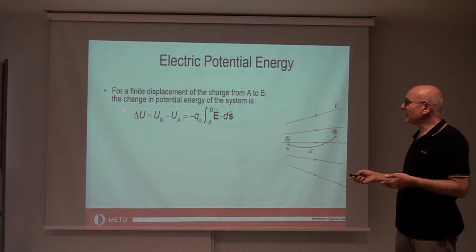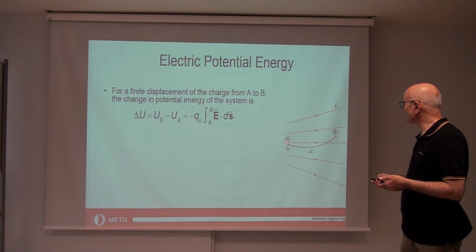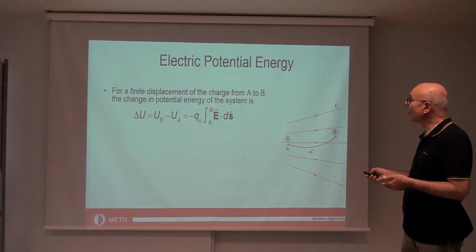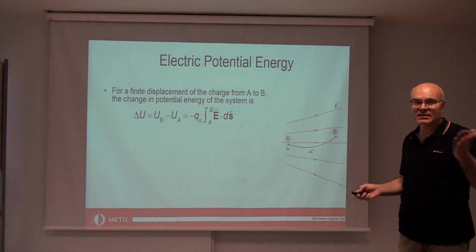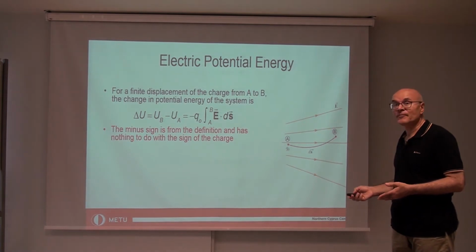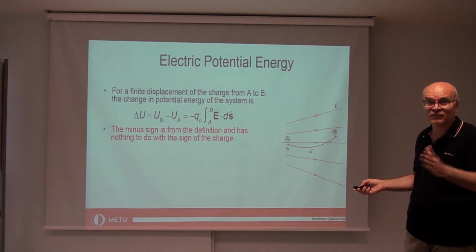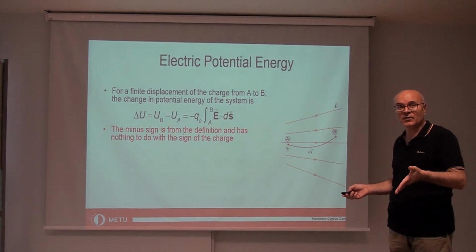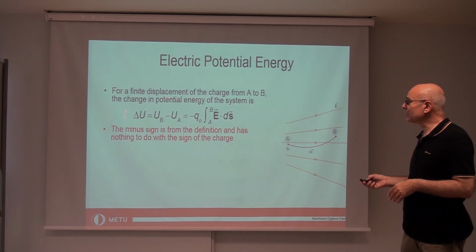So this says that the change in the potential energy as the charge moves from A to B is equal to minus the work done by the electric field. This is what this relation tells you. This minus sign has nothing to do with whether the charge is negative or positive. No, it comes from the definition. So this is a very important relation.